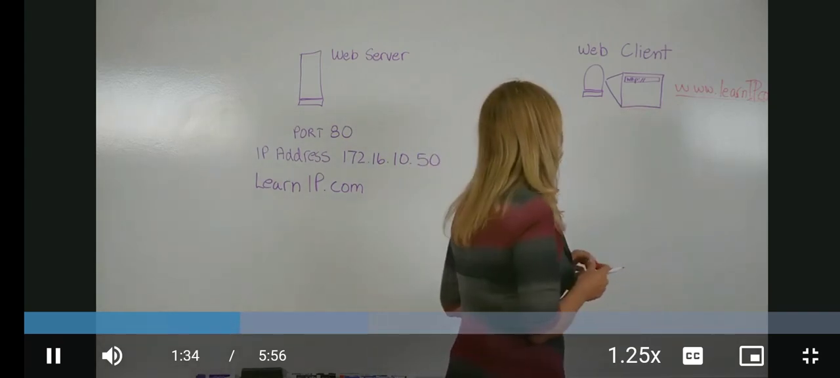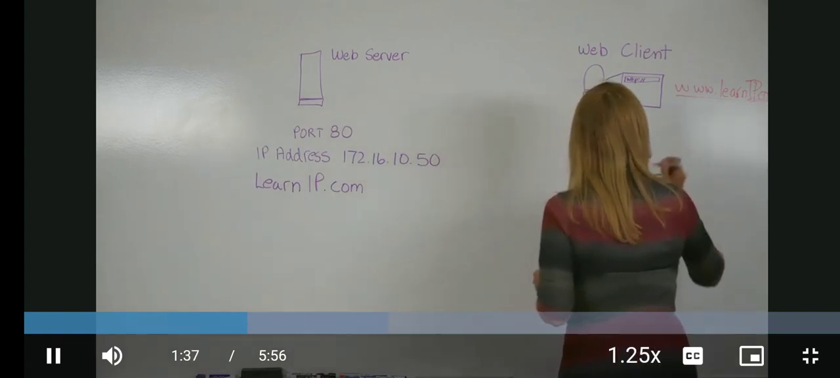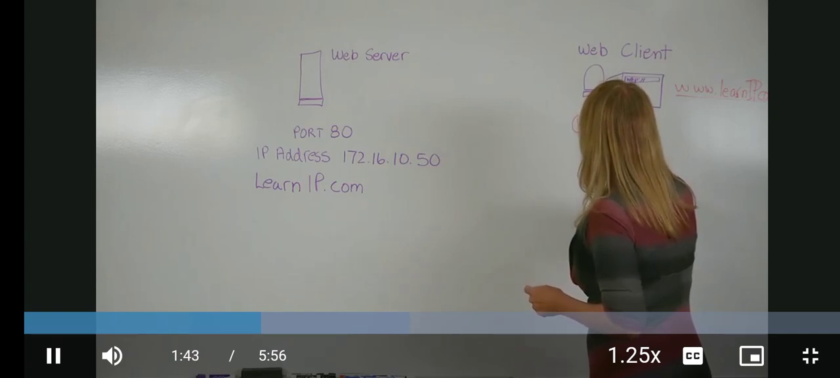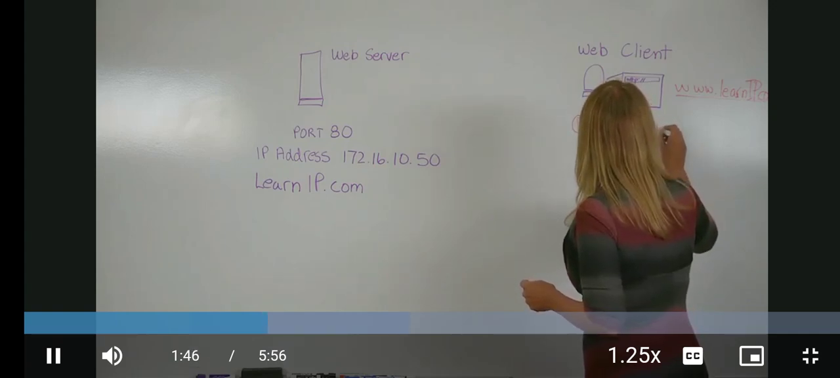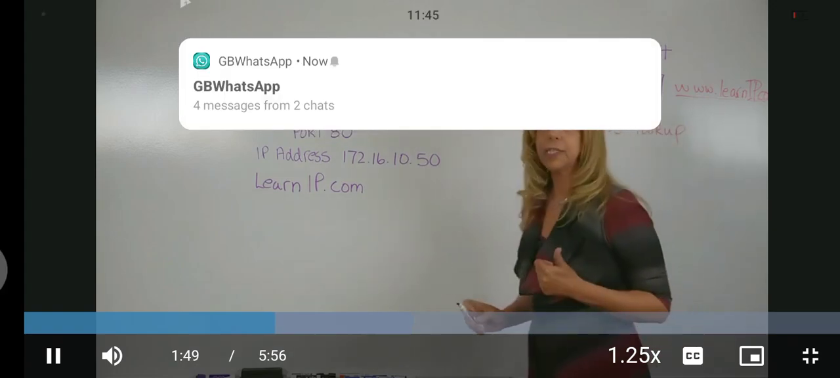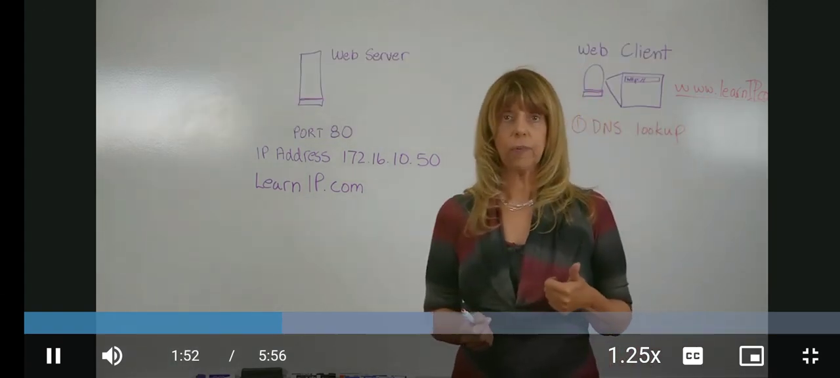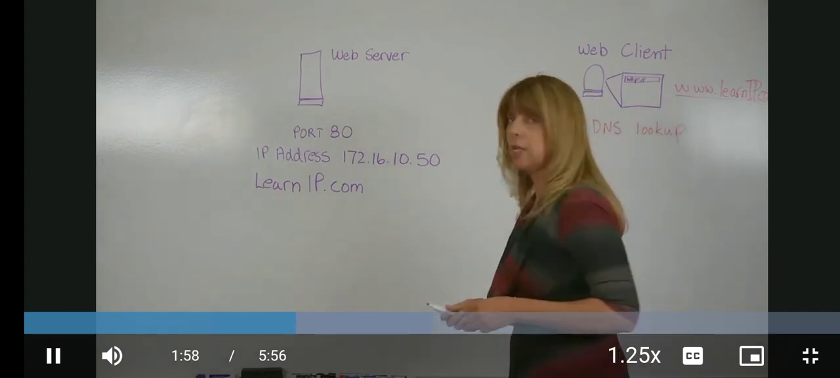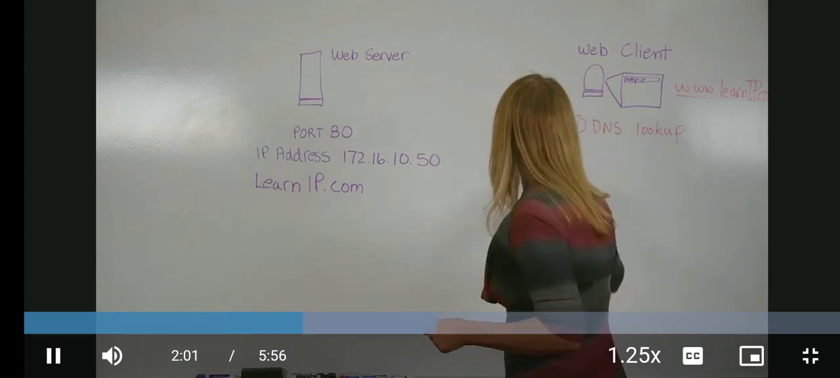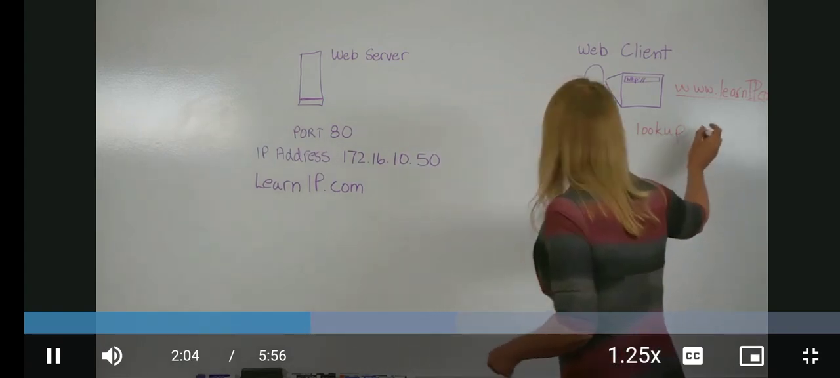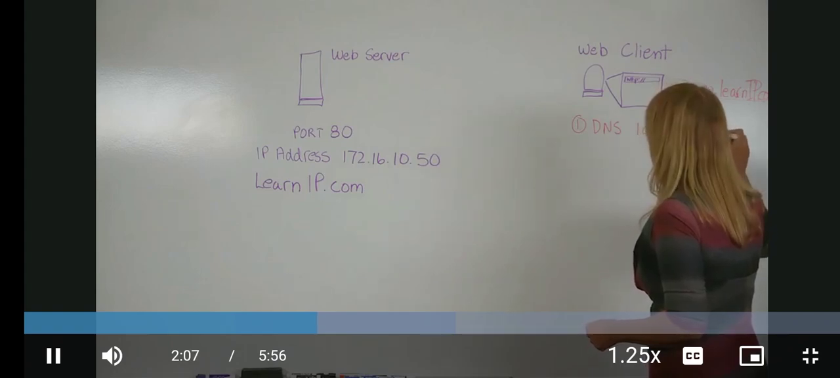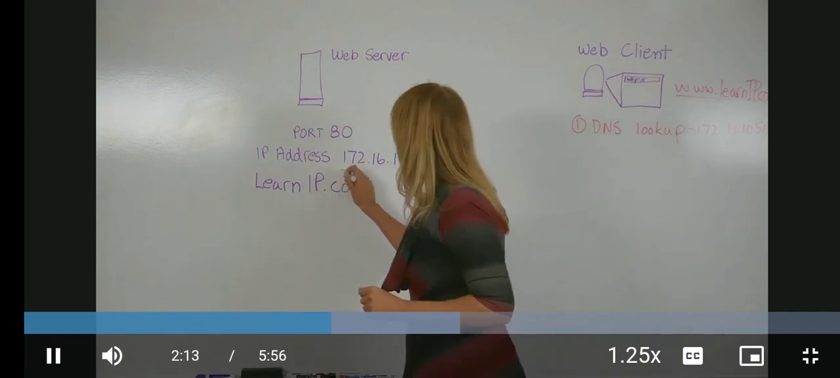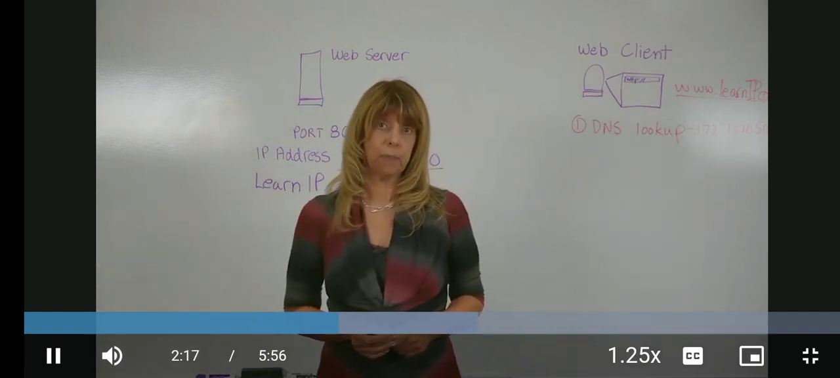So when it uses the URL www.learnip.com, the first thing that has to happen is that a DNS lookup has to occur. A DNS lookup is sending a request to the DNS server in order to get back the IP address that has been associated with www.learnip.com. So in this case, it's going to get returned the IP address 172.16.10.50. Now, the IP address is what the packet is going to be addressed to.